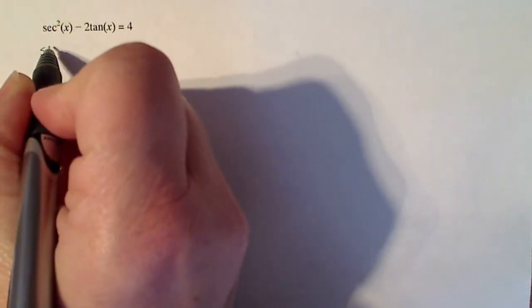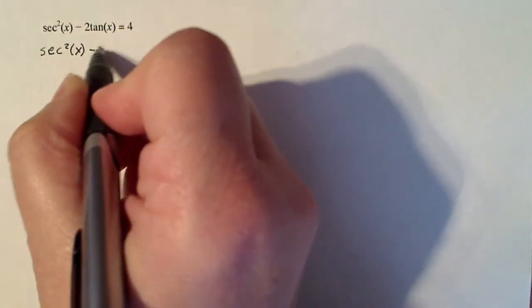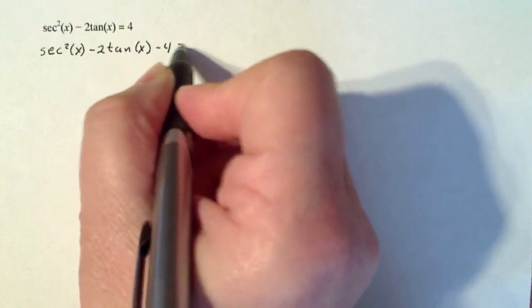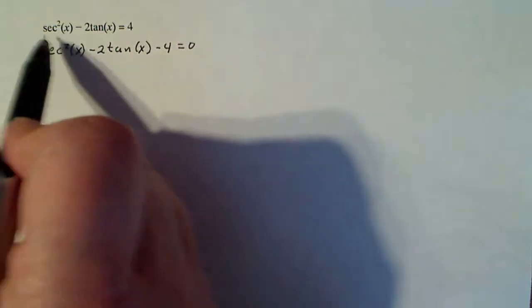All right, we have a trig equation here that looks pretty weird because of all the stuff that's going on in there, but let me tell you what I look for when I solve these. I see a trig function squared and I see a trig function not squared. So in that case, I'm going to move everything over to this side: secant squared x minus 2 tangent x minus 4 equals 0.